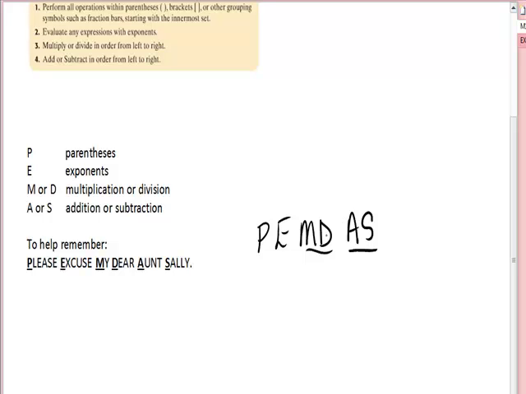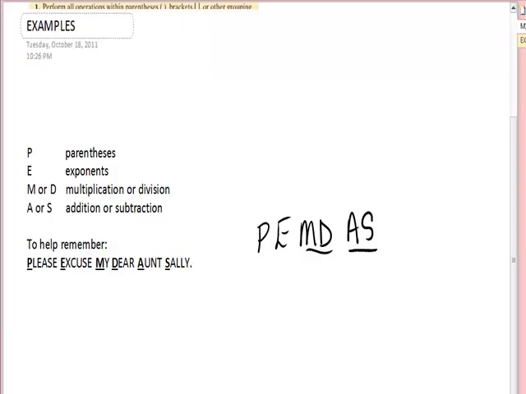It's a little bit like being in an emergency room in a hospital. You don't just do everything. They don't take care of every patient as they come in. They prioritize and decide what is most critical and take care of it first. So it is not always left to right. There is a particular order. Let's look at this with some examples. Please excuse my dear Aunt Sally will help you remember the order.